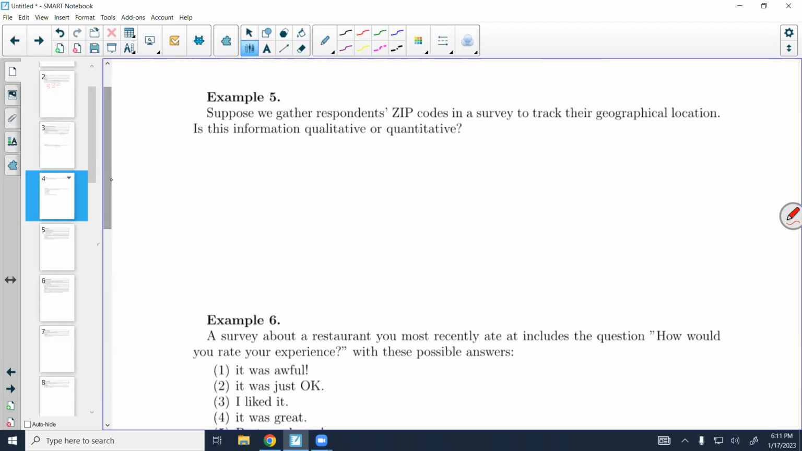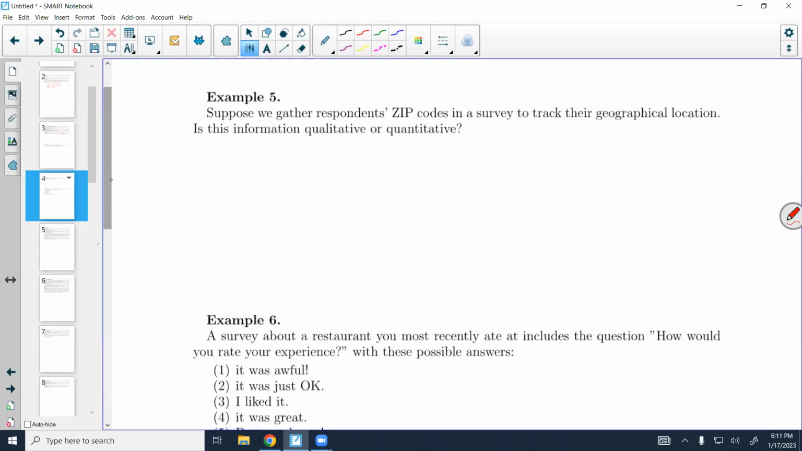Now here's a tricky one. Suppose we gather respondents' zip codes in a survey to track their geographical location. Is this information qualitative or quantitative? Quantitative or qualitative? Yes, zip codes. Who agrees? Qualitative? Anybody think quantitative?